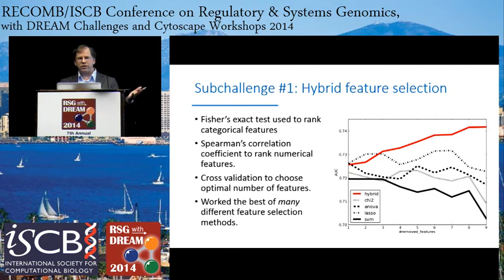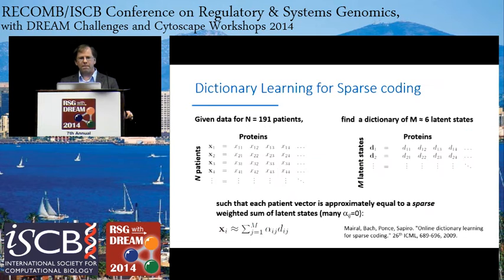We used a hybrid feature selection algorithm. Once again, this is very simple. It might have been the obvious thing for people to use, but we only came to it after trying dozens of other things. We used a Fisher's exact test to rank categorical features, and Spearman correlation to rank numerical features. We did lots of cross-validation to find the optimal number of features after ranking them in this way. And this worked the best out of many other methods.